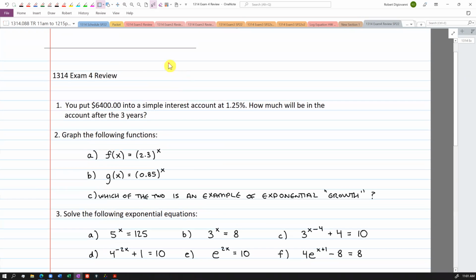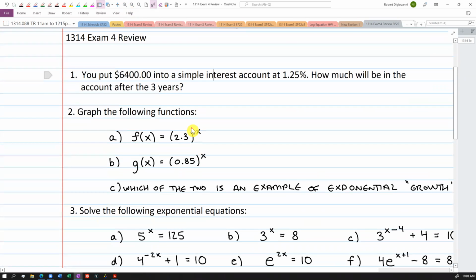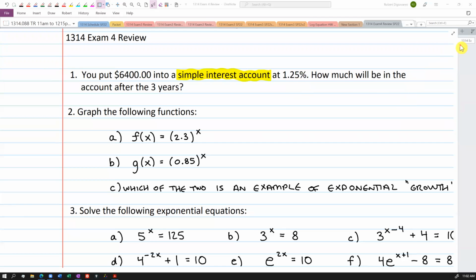The first question says you put $6,400 into a simple interest account. It's important that I say simple interest account because that tells us that we can use the formula that I gave you in class, that shampoo formula. Your interest rate is given as 1.25, and it's asking how much will be in the account after 3 years. So let's do that problem. Let me copy this. I'm going to do this on a new page.